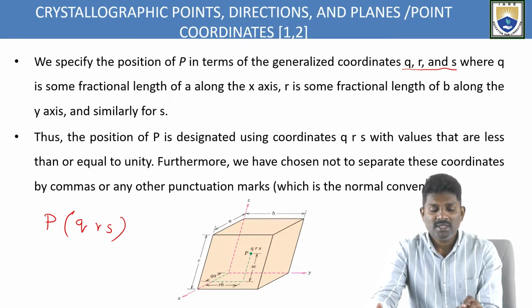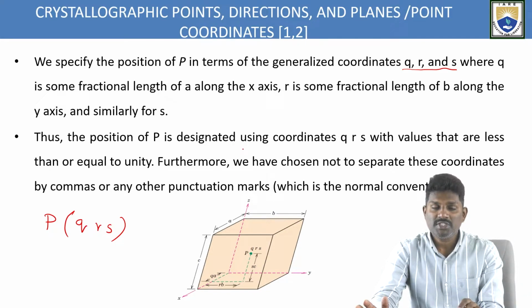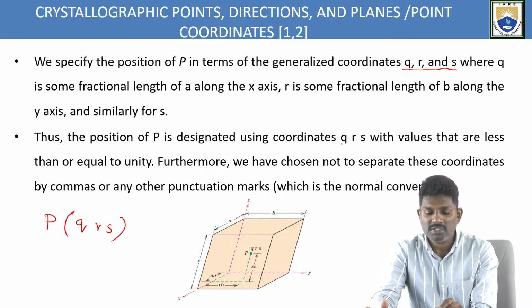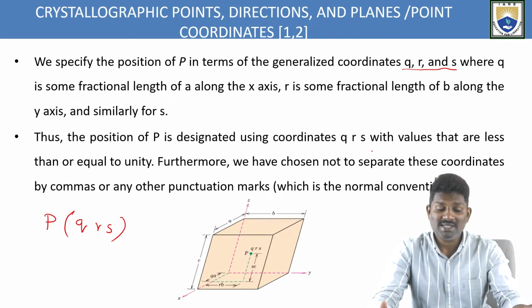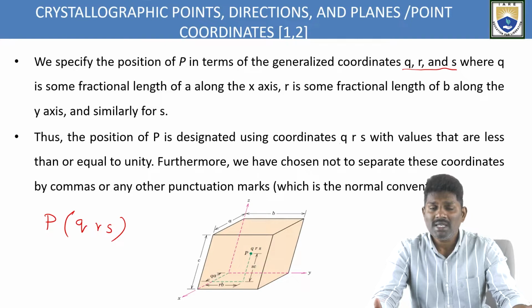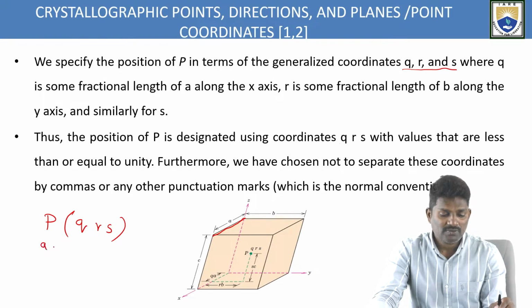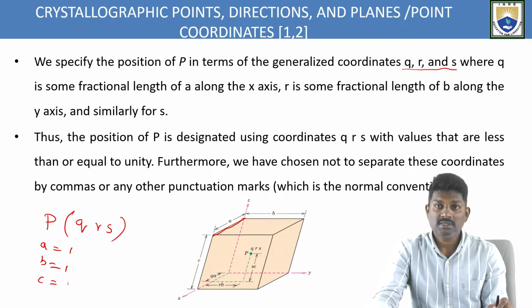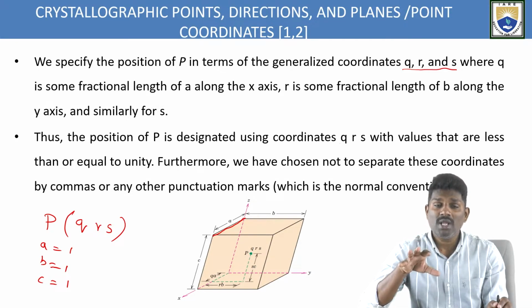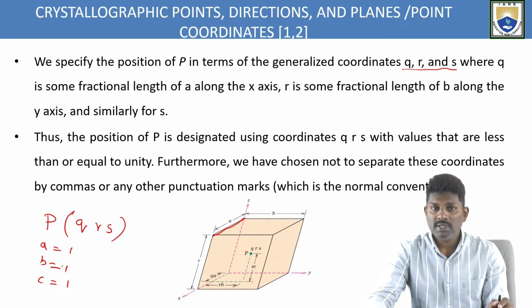So what is happening here? We have to designate the position of the point P with these three coordinates q, r, s with values which are less than or equal to unity, 1. Why is it less than or equal to 1? Because the unit cell has a, b, c, each equal to 1. So it is exactly equal to 1 or less than 1. In such a way you have to find out the values of the point P.